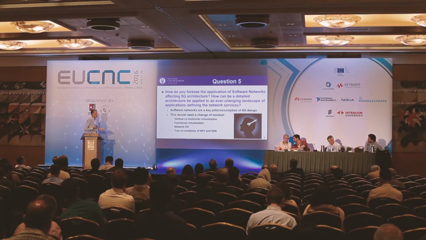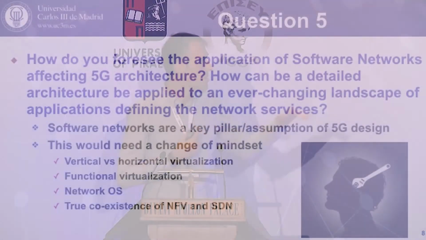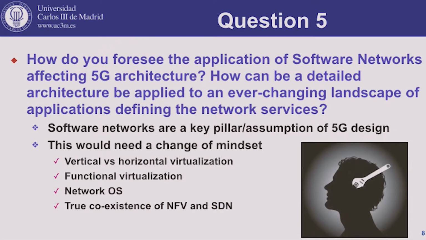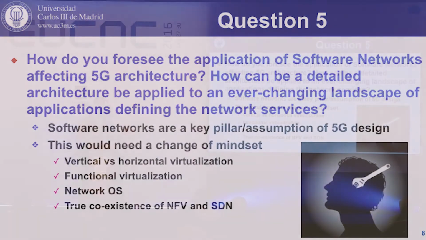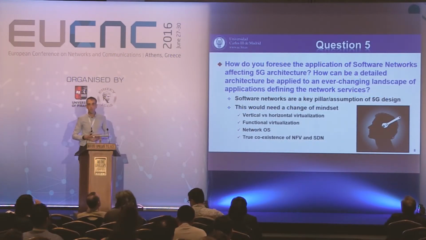And the last question, how do I see the application of software networks affecting the future of 5G architecture? Well, first, a disclaimer: I think that software networks are there. We can call it an assumption or a very well adopted pillar for the 5G design. So that will be there for sure. And we can see that in all the projects and also in all the products by companies, software networks are a pillar.